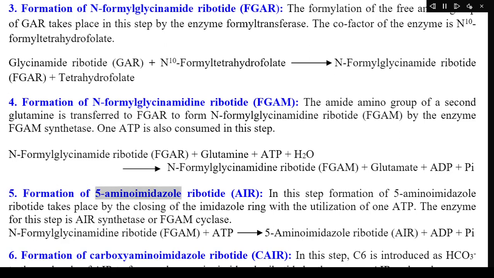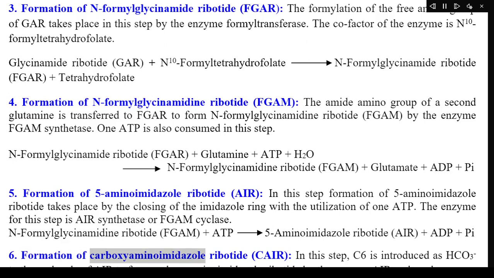5. Formation of 5-aminoimidazole riboside, AIR. In this step, formation of 5-aminoimidazole riboside takes place by the closing of the imidazole ring with the utilization of 1 ADP. The enzyme for this step is AIR synthetase or FGAM cyclase. FGAM plus ADP gives AIR plus ADP plus Pi.